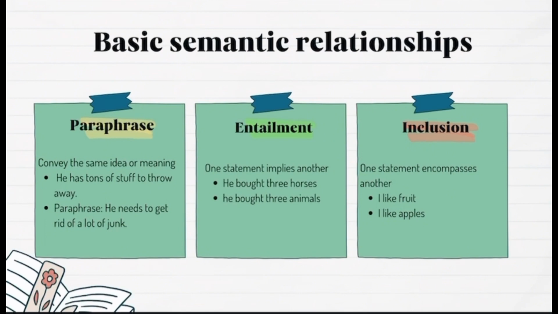Basic semantic relationships. Paraphrase. We naturally recognize when two expressions have the same meaning. For example, he has tons of stuff to throw away; paraphrase: he needs to get rid of a lot of junk. Entailment. One statement implies another when the second is a logical consequence of the first. For example, he bought 3 horses; he bought 3 animals.